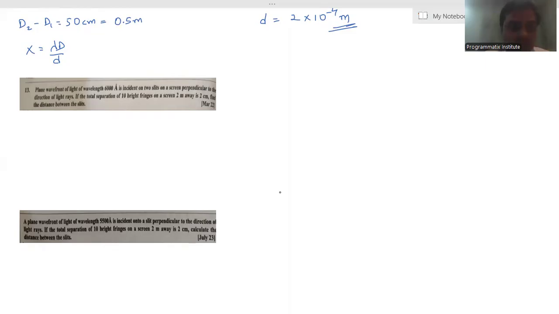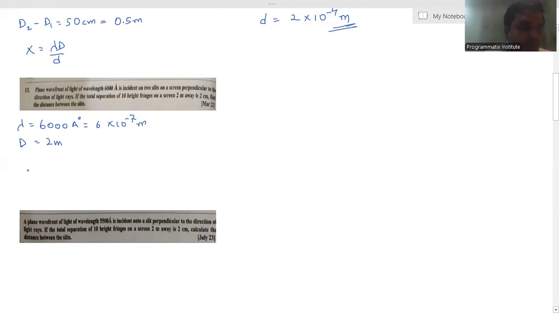So this is a really easy question. All these questions are really bonus questions. See, all you have to do is you have lambda, firstly, which is 6000 angstrom, and you can definitely convert it into 6 into 10 raised to minus 7 meter. You have capital D as 2 meter. You have distance between 10 fringes as 2 centimeter. So all you have is the same type of questions we have solved in our lectures as well.